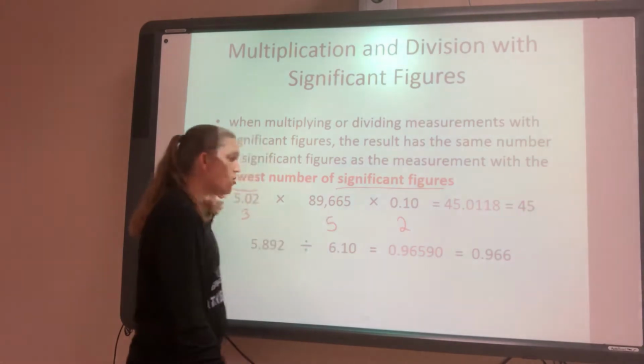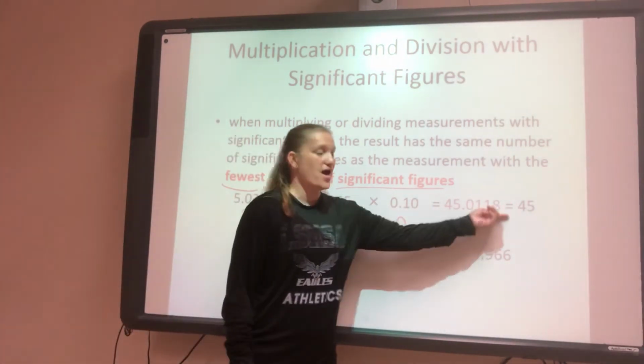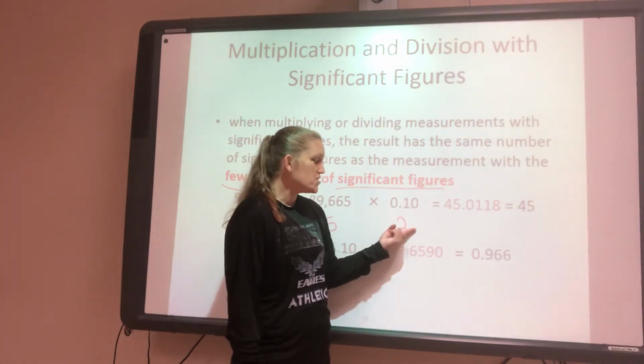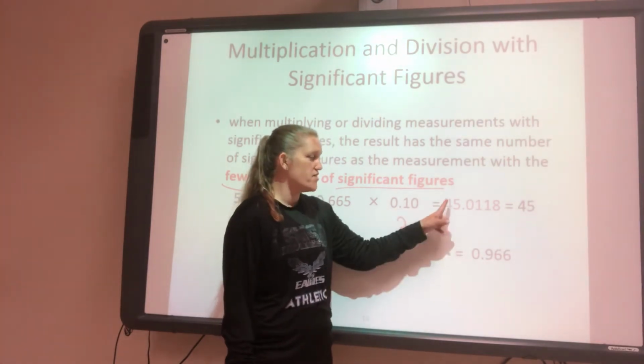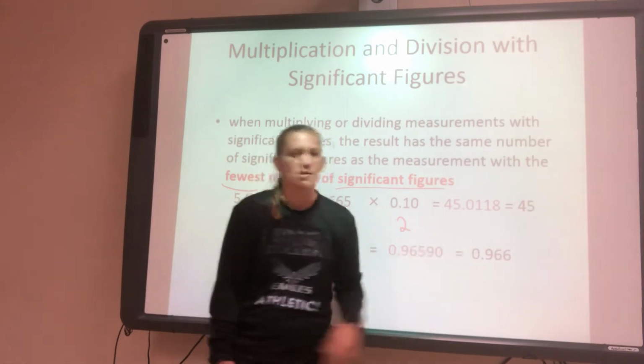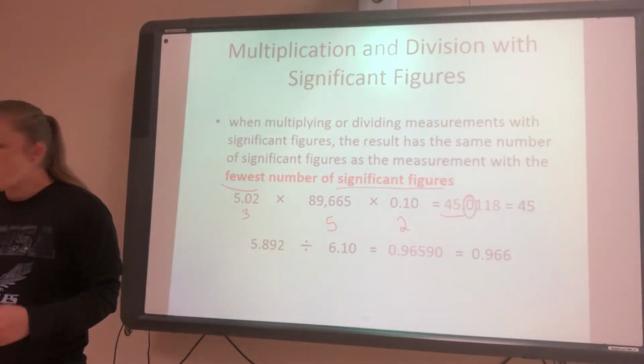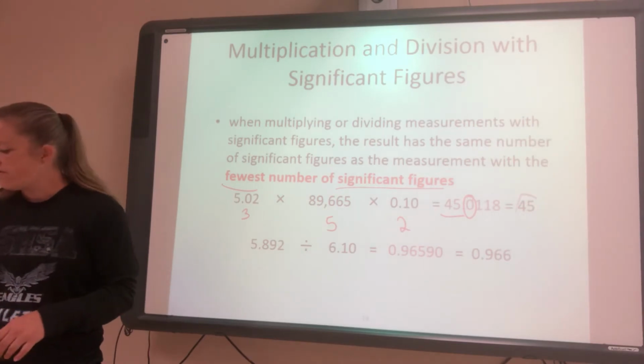So you put your whole thing in your calculator, you get your calculator answer, and then you round at the end. So I need to round it to 2 sig figs. So I start at the beginning, this one counts, this one counts. So that's where it's going to stop, and because this is a 0, I round down to get 45.